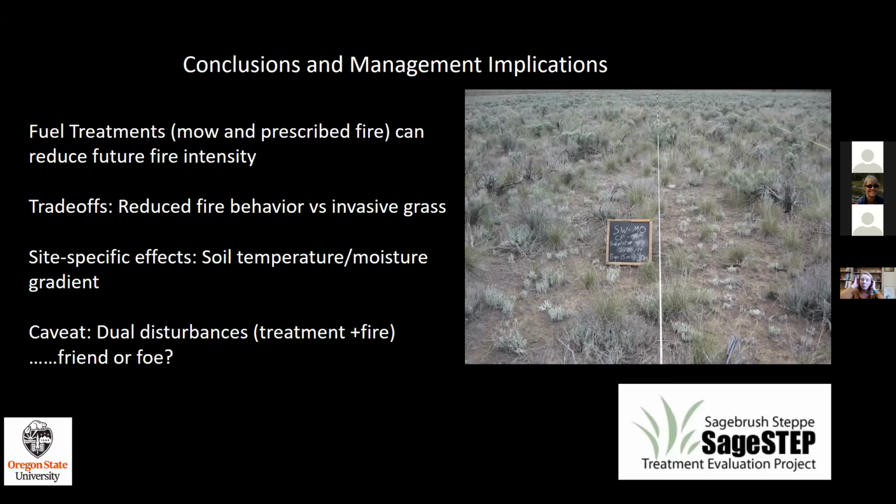And finally, we're making this assumption that we do these disturbances as fuel reduction treatments, and then when a wildfire eventually comes through, that there will be a net benefit by having the treatment out there first. However, we do need to consider the possibility that the second disturbance added to the first might not be a net gain, but there may be negative impacts of having multiple repeat disturbances.